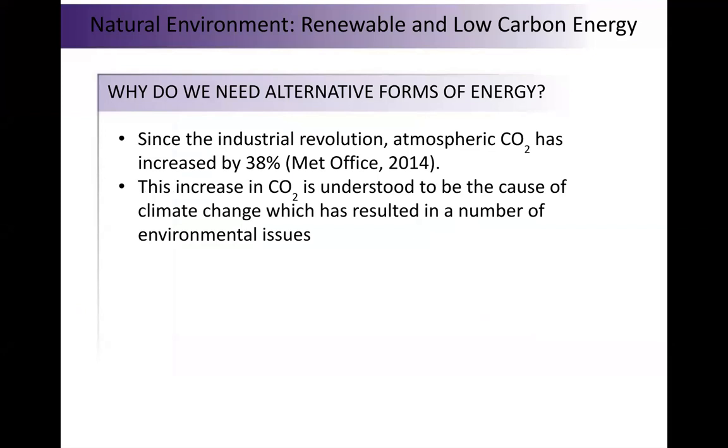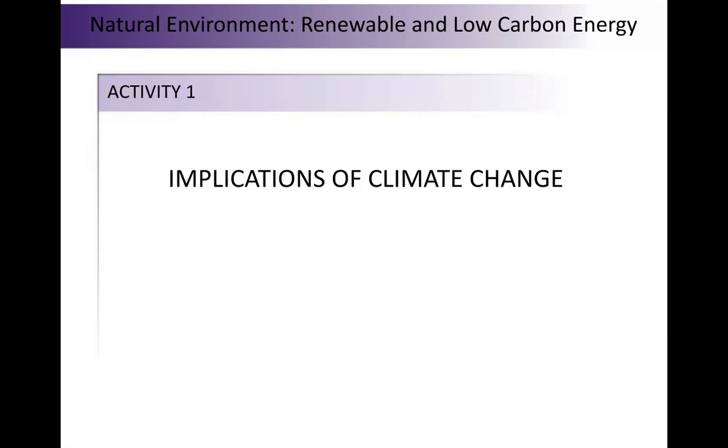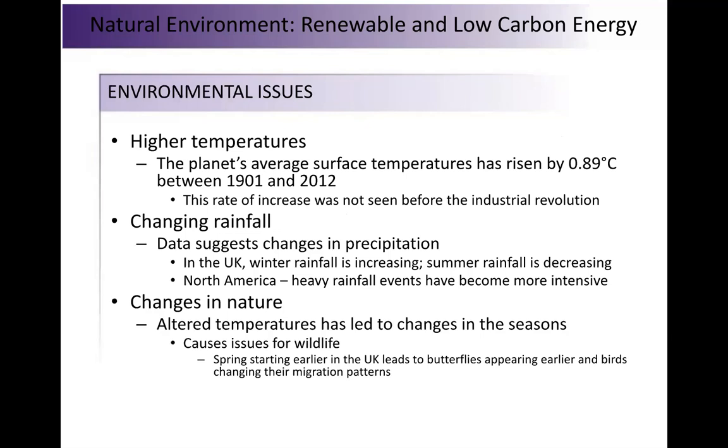Since the Industrial Revolution, atmospheric carbon dioxide has increased 38%. This increase of carbon dioxide is understood to be the cause of climate change, which has resulted in a number of environmental issues. Implications of climate change. High temperatures: the planet's average surface temperature has risen by 0.89 degrees Celsius between 1901 and 2012. This rate of increase was not seen before the Industrial Revolution.